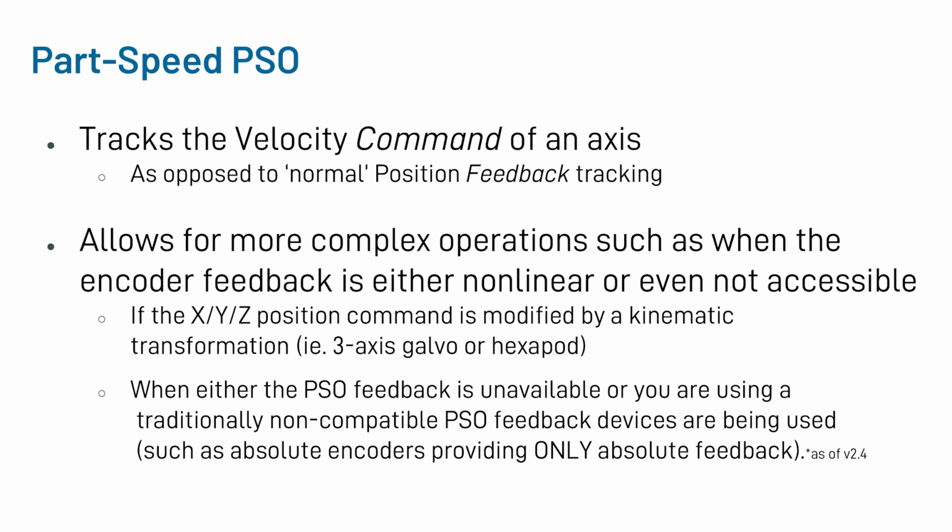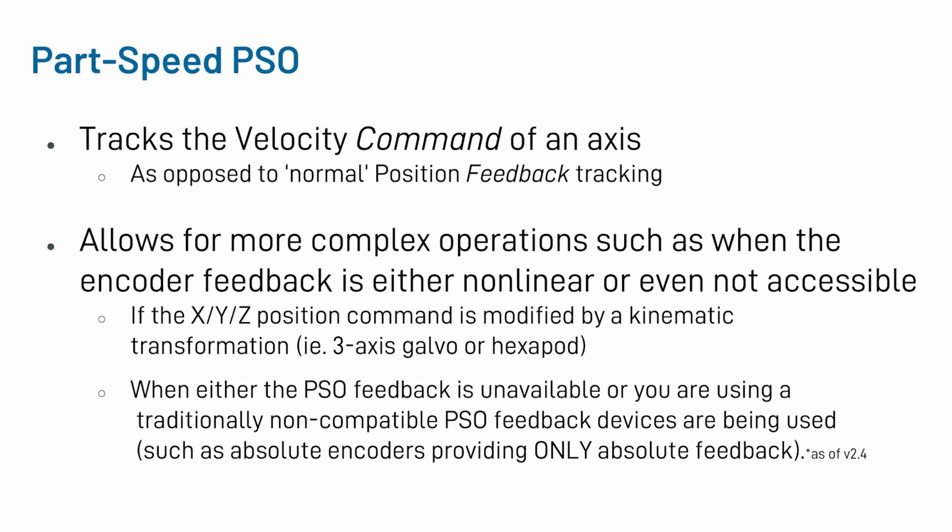So take, for instance, if the X, Y, and Z part space commands of a system are being modified by some sort of kinematic transformation, such as a 3-axis galvo or hexapod system. Part-Speed PSO would be able to track this XYZ axis command operating within this part space of the tool rather than trying to track the encoder sources themselves.